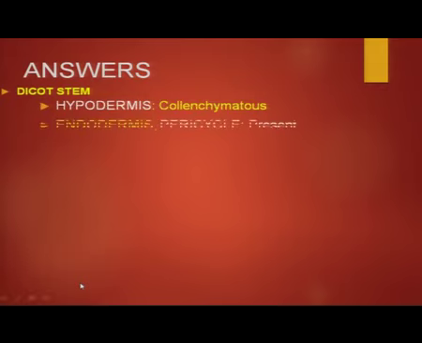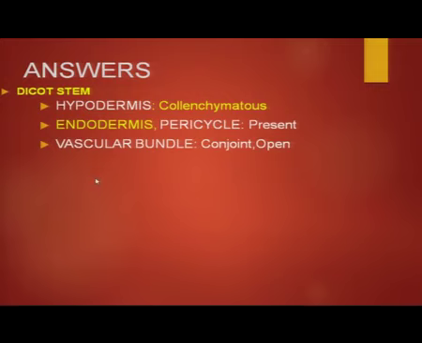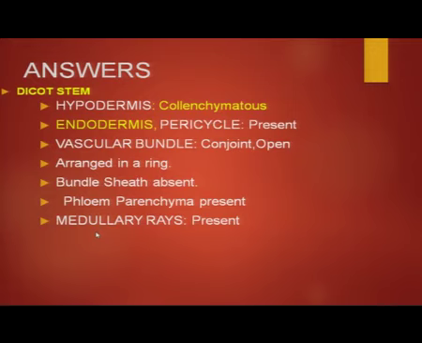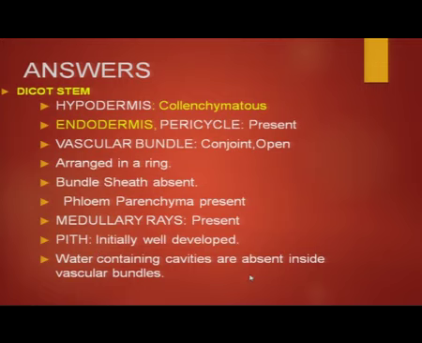The next was to differentiate between dicot stem and monocot stem. So, here are the differences. In the dicot stem, the hypodermis is collenchymatous, and endodermis and pericycle are all present. Vascular bundles are conjoint and open. The vascular bundles here are arranged in a ring, and the bundle sheath around a vascular bundle is absent. Phloem parenchyma is well developed. Medullary rays are also present. The pith is well developed initially and water containing cavities are absent inside the vascular bundles. They may be present elsewhere, but inside the vascular bundle they are absent.